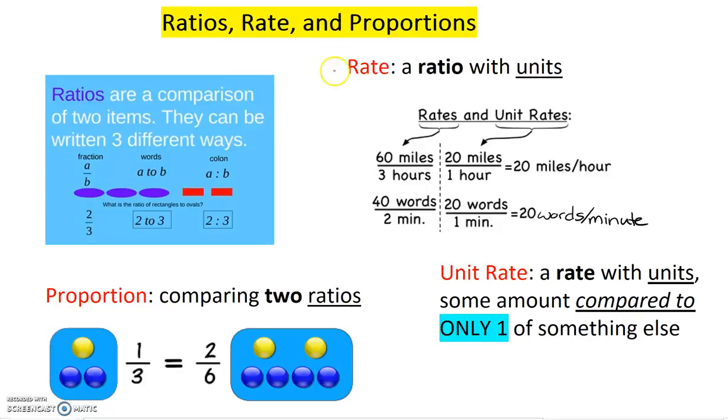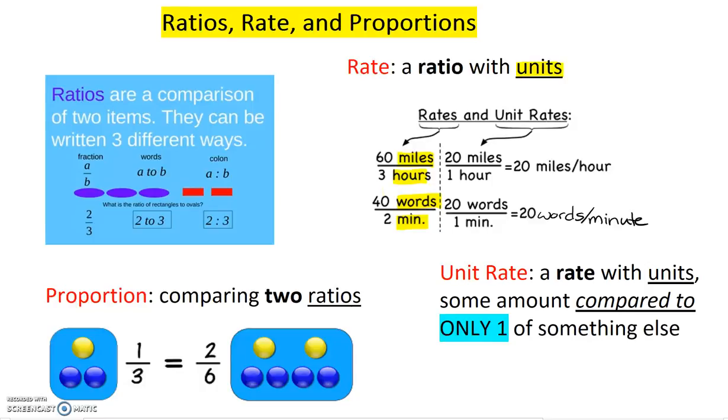Okay? Now, when you get into a rate, it's a ratio with units. And remember, units would be something like miles or hours or words or minutes. It's just telling you what it is that's connected with a number. And that's the only difference between a rate and a ratio. So here we have 60 miles per 3 hours.